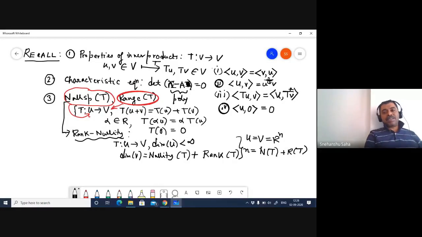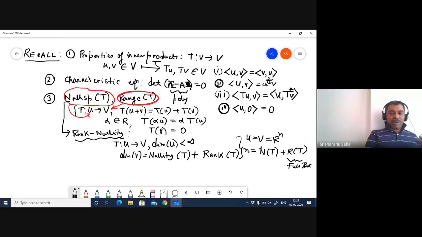So one of the implications of this is that if the corresponding matrix of your linear transformation is full rank, which means the rank of this linear transformation is n, then you have n on the left hand side, and that would imply what? That the nullity of T, or the dimension of the null space of T, is 0. Okay, which means what? The only vector that the null space contains is the 0 vector.